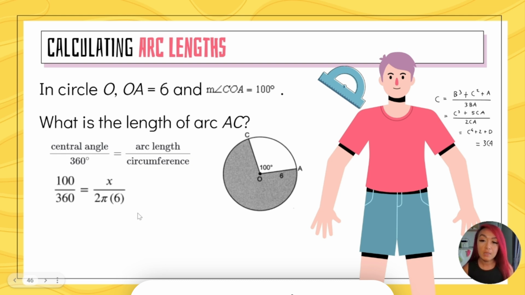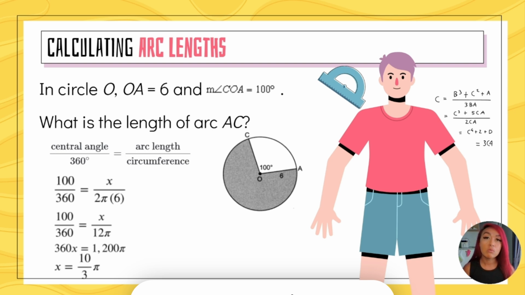So now we can simplify this, and we get 100 over 360 equals x over 12 pi. Then we can cross multiply, and we get 360x equals 1,200 pi. Then we'll divide both sides by 360, and you get x equals 10 over 3 pi. So the length of arc AC equals 10 over 3 pi, or if the question asks you to round, it's approximately 10.47.